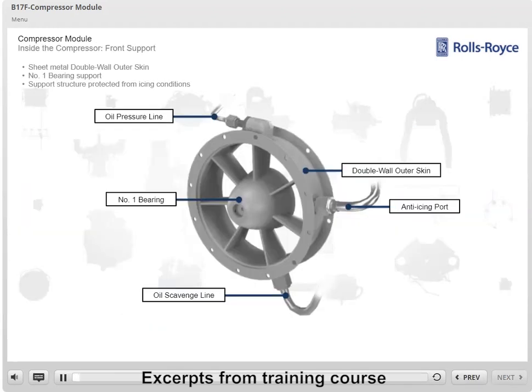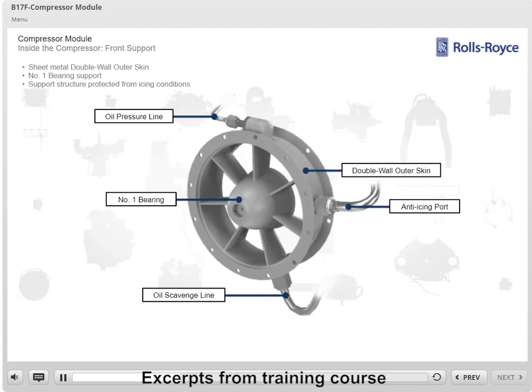The compressor front support is a fabricated sheet metal component consisting of a double-wall outer skin, 7 hollow radial struts, and a double-wall inner hub that provides mounting for the compressor rotor's number 1 bearing and oil seal assembly. The compressor front support is the intake opening for the engine.